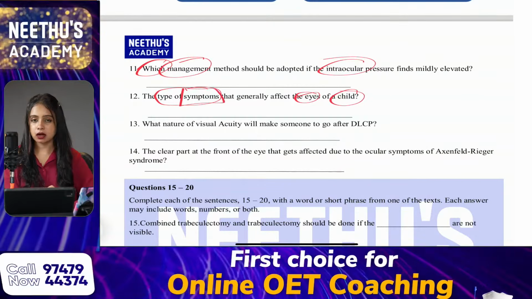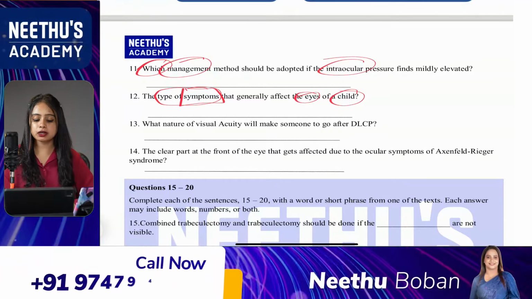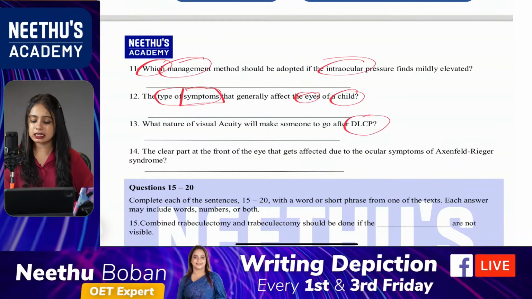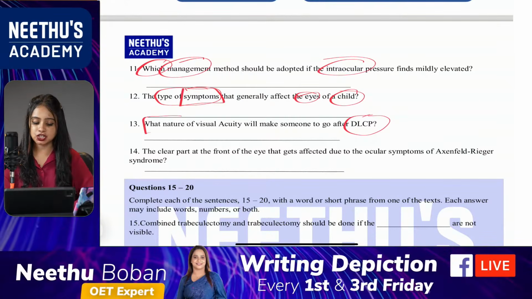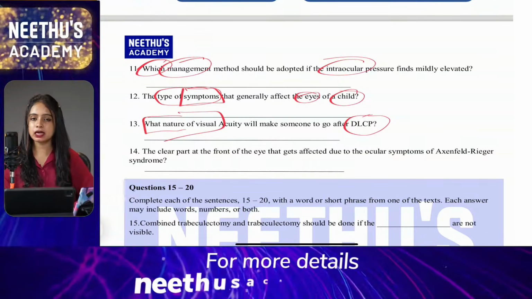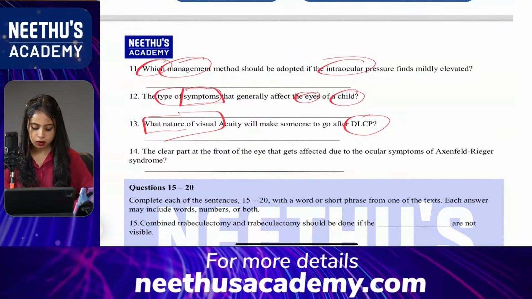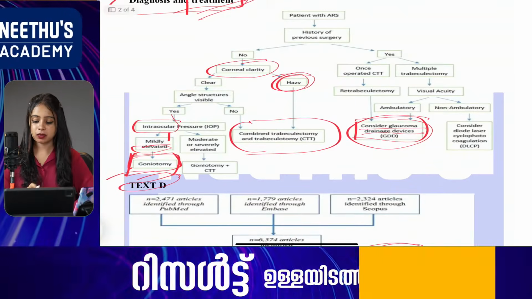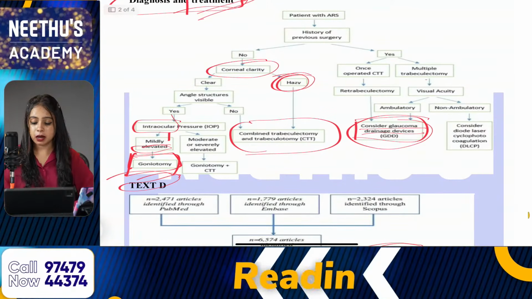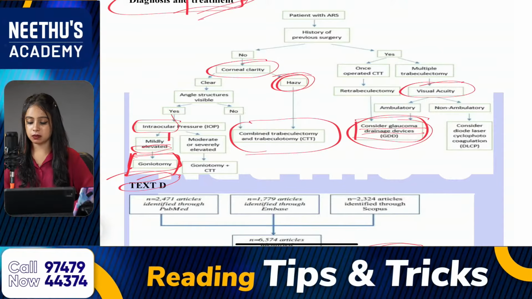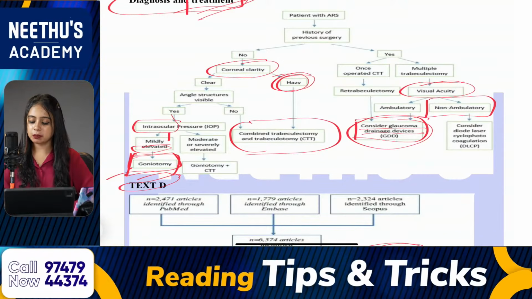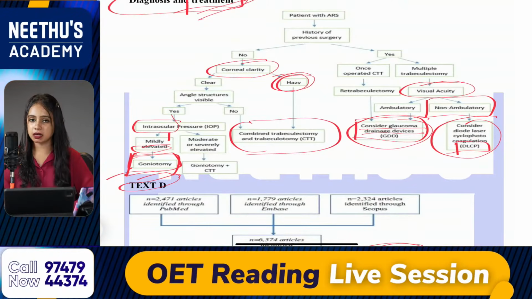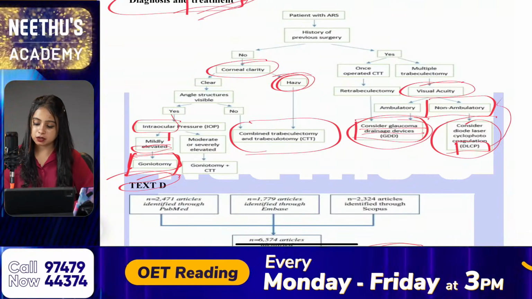Okay, then the 13th one. What nature of visual acuity will make someone go for DLCP? What nature of acuity? Okay, again it is a procedure, right? So what nature of acuity? See, multiple trabeculotomy, visual acuity. It is non-ambulatory when you go for DLCP. So that is my keyword. Okay, so I got my answer from here.